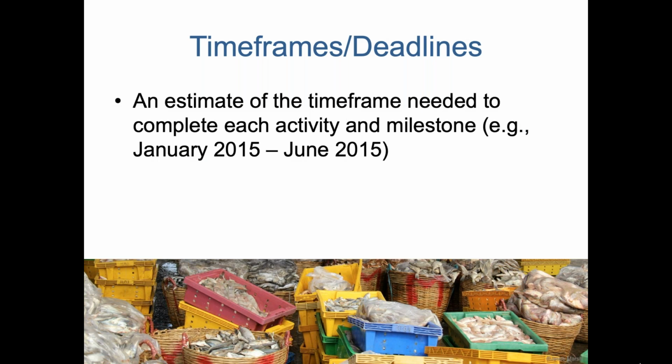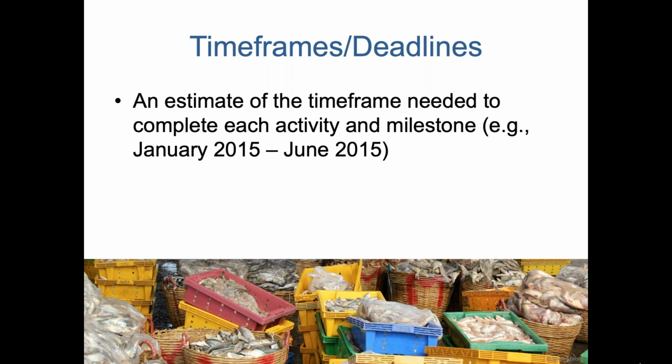Timeframes and deadlines. This is another thing that's really important and sometimes missing from action plans. It's important to have an estimate of the time frame needed to complete each activity and milestone. This example gives a date range. Oftentimes it's probably okay to have just a deadline rather than a time frame. Time frames can help those who are looking at the FIP to understand why certain deadlines might be well into the future, because actions are planned in sequence.